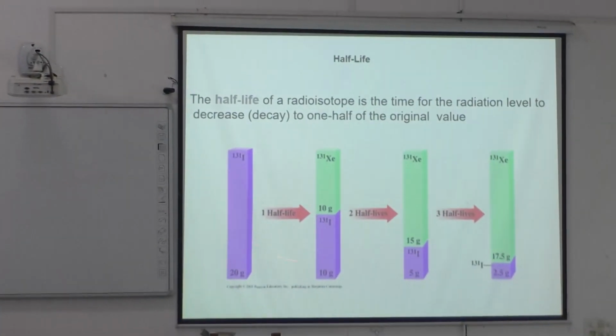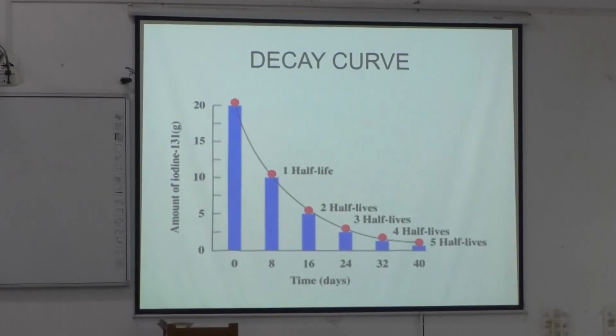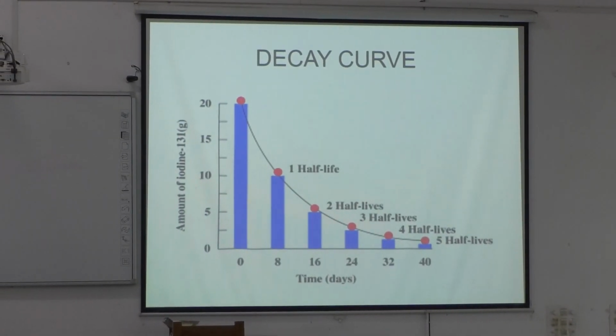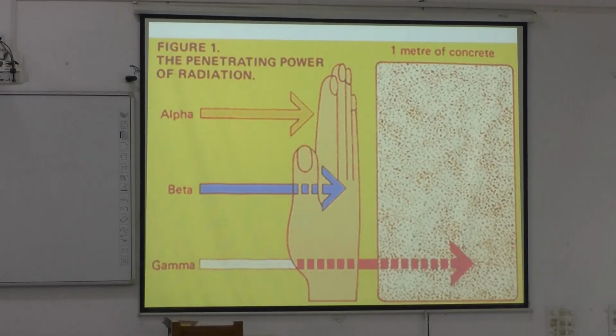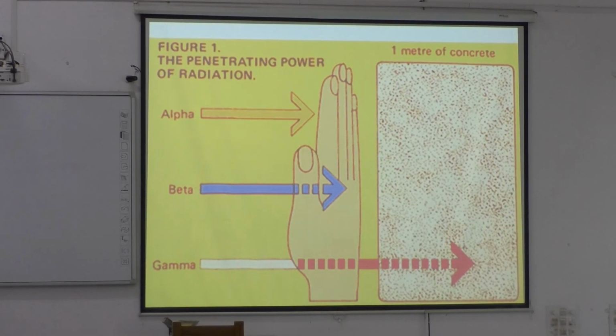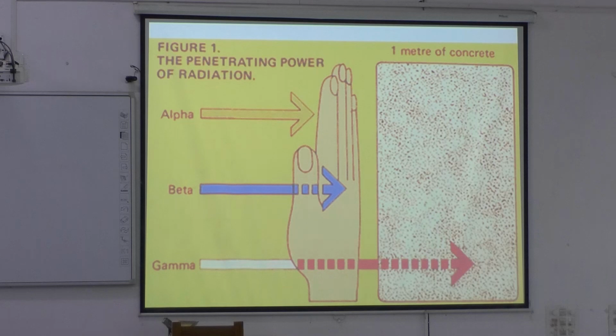Now this is the concept of half-life, the decay of any radioactive element to half. Now this is the comparative penetration power of the three particles. One of them is not a particle, it's only a ray. This is gamma ray. Which one penetrates furthest? Gamma ray. Why? Because there is no mass. Which one least? Alpha, because it is heaviest.